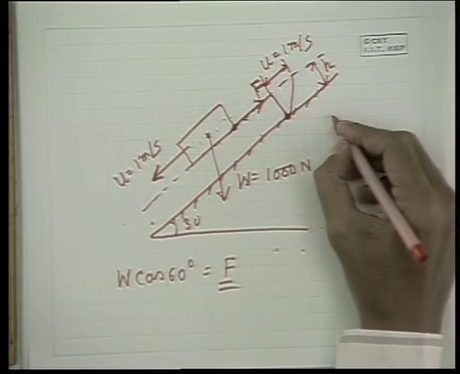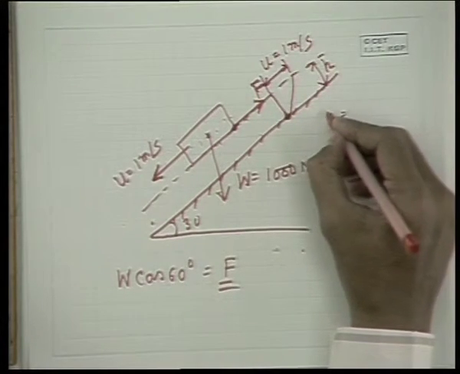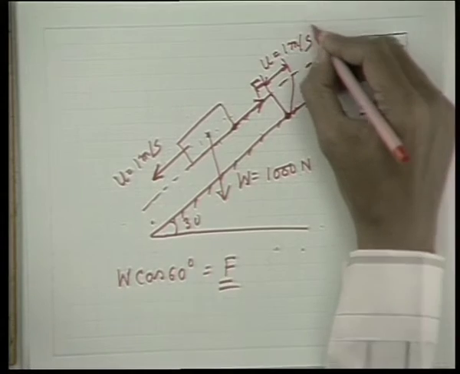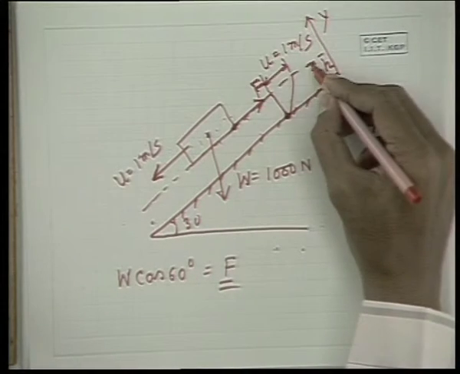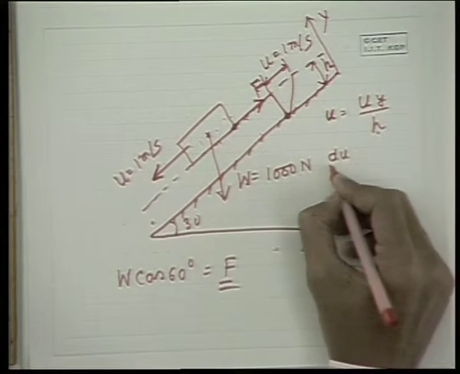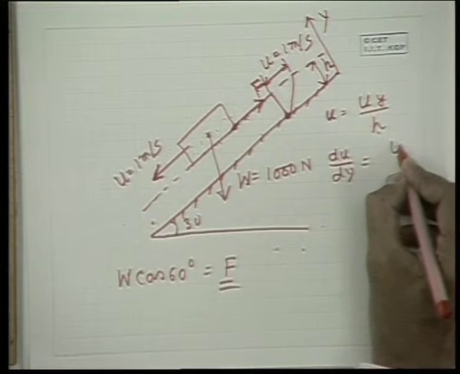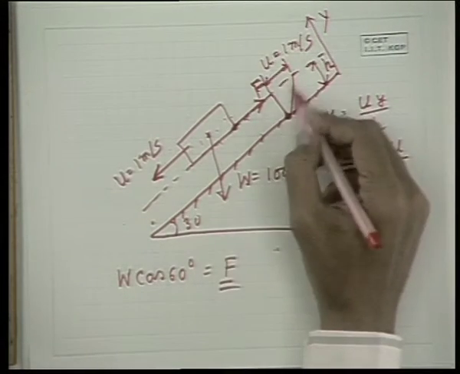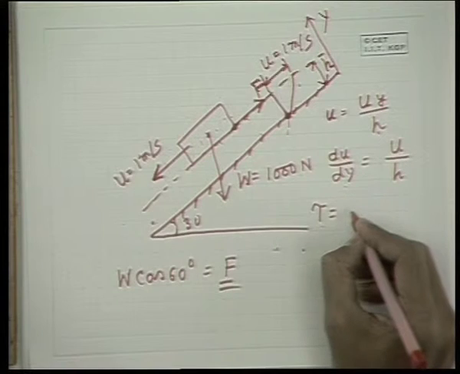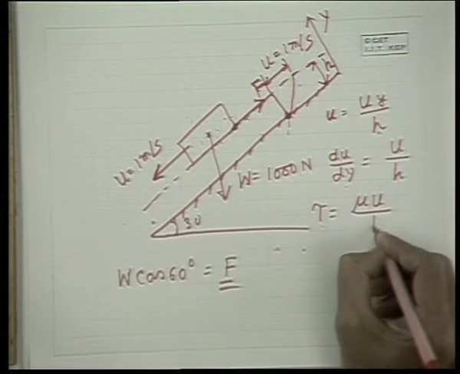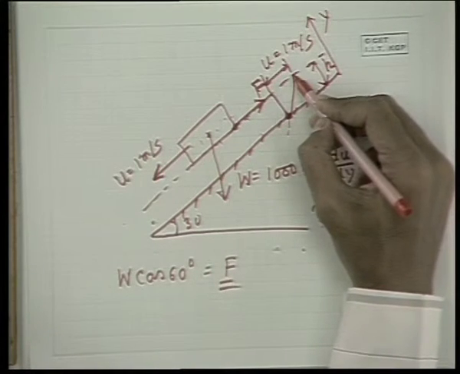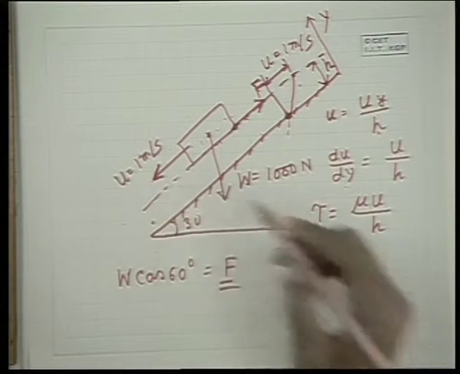So the velocity profile will be small u is equal to capital U into y by h. What is y? I consider y as the coordinate in this direction. H is the liquid film thickness which I have to find out. So du dy is constant in this case, which is capital U by h, a linear velocity distribution, so the slope is constant. Therefore tau is mu into U by h. Very simple. It is a linear velocity distribution from 0 to capital U, that is the speed of the solid body, because of the no slip condition.